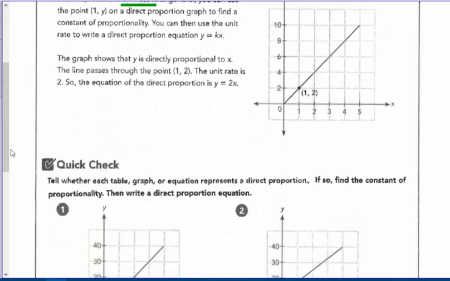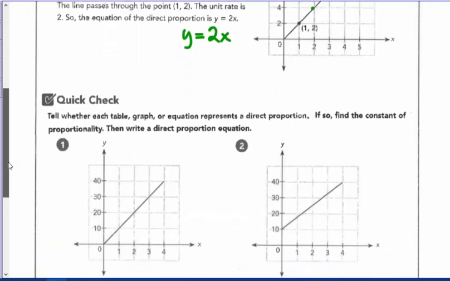This graph shows that y is directly proportional to x. It's a straight line that graphs through the origin. The line passes through the point (1, 2). The unit rate is 2. So the equation of this direct proportion is y equals 2 times x. And you can see that when x is 2, y is 4. When x is 3, y is 6. When x is 4, y is 8. So yes, y is equal to twice the x value. It's going up 2 every time x is going over 1.